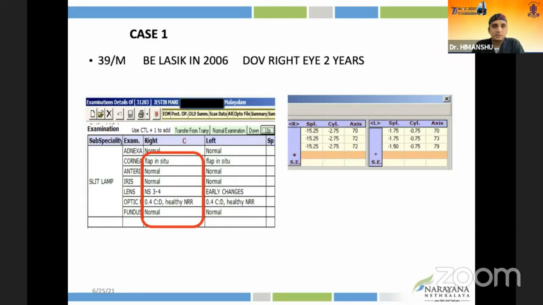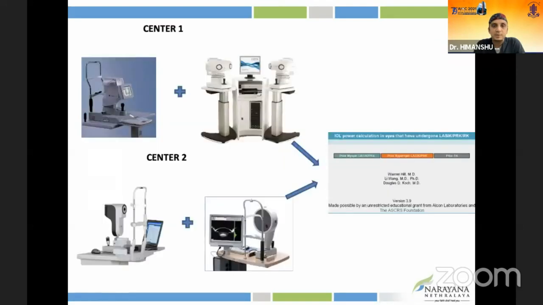A person who has undergone surgery long back has come back in the right eye with a significant amount of cataract, which has led to refractive change. Now, look at the scenarios. What if one center has IOL Master and OpScan, and they are going to use it for the ACRS calculator, or the other center has LenStar and Pentacam, and they are going to do the same thing? What happens if we have such different scenarios?